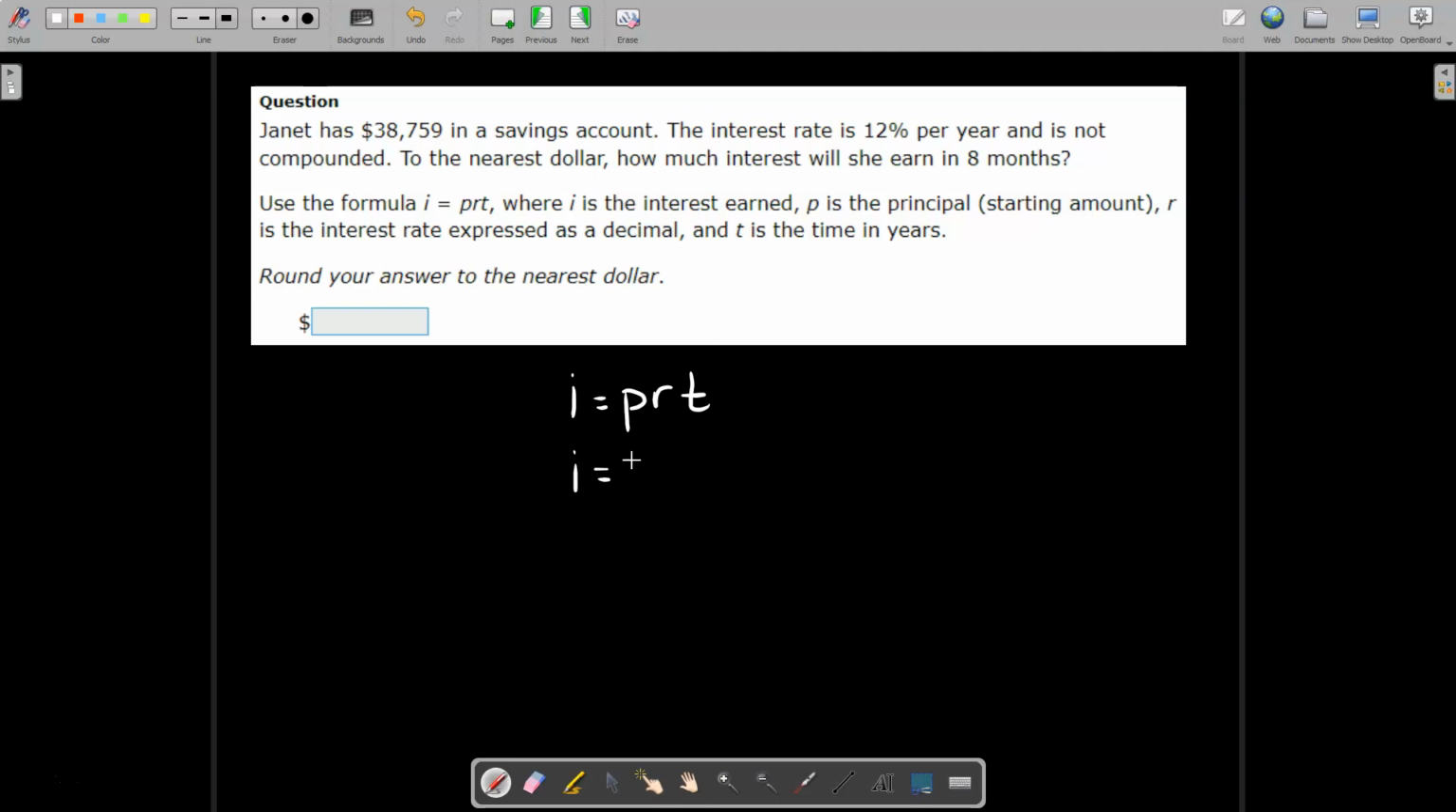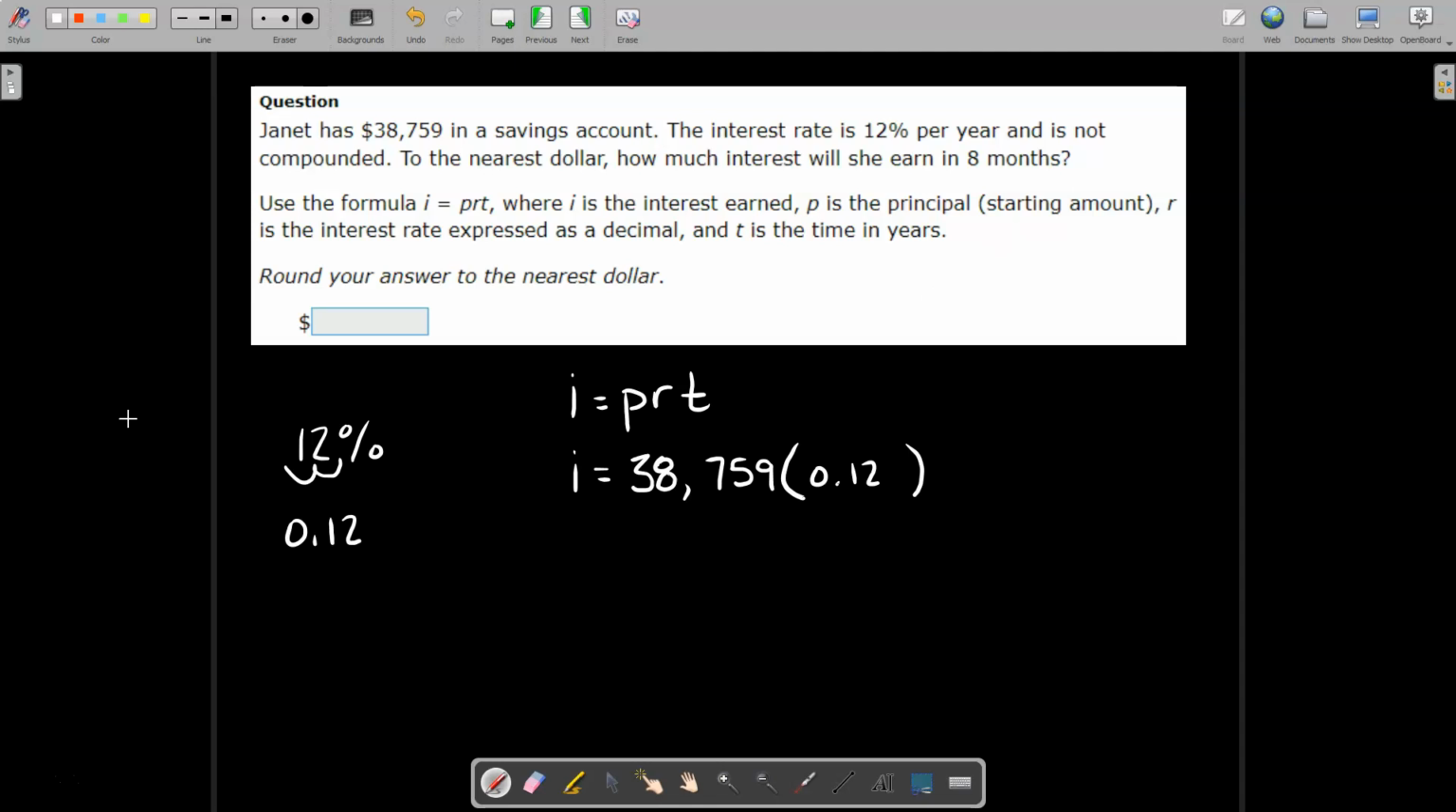So let's go with the principal. The principal is $38,759. We need to multiply that times the rate, which is 12%. So let's move that decimal over 2 places. We'll get 0.12. So put that in there, 0.12. And then 8 months. Like, well, wait a second.